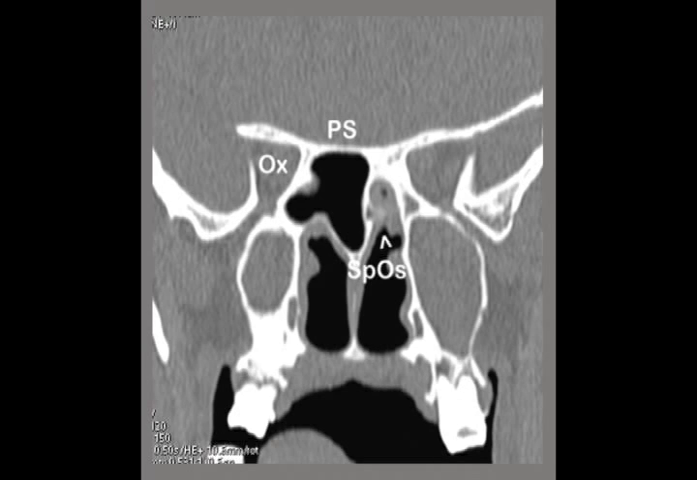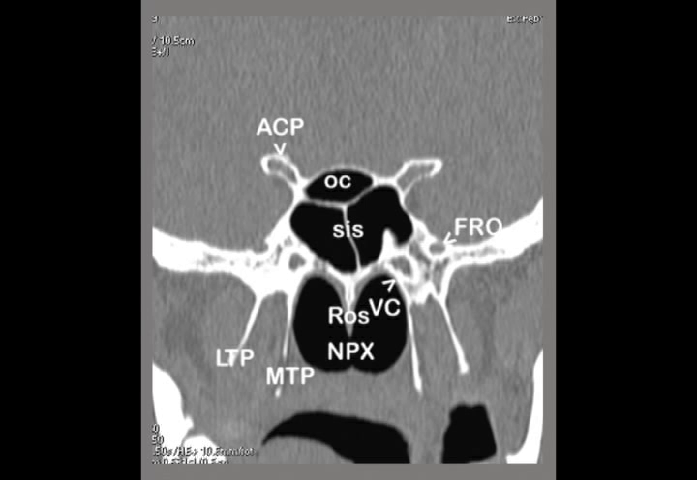The next cut showing the natural sphenoid orifice, the ostium, SPOS, and you can see the right dominant sphenoid. Always look at the sphenoid sinus pneumatization in every CT scan if you want to do skull base surgery. That's the planum sphenoidale marked PS and the OX, optic apex. Even though you find some disease, never look at it right now.